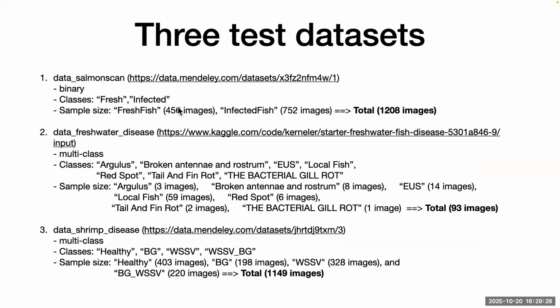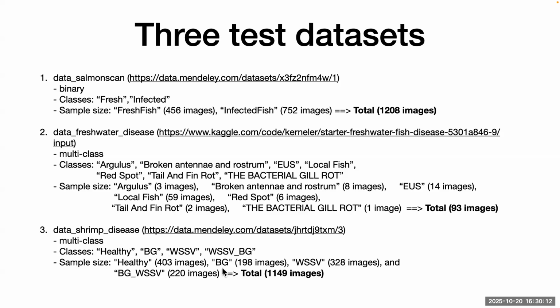And in the fresh fish class, we have more than 450 images. And infected fish, we have more images. So we have class imbalance. Okay. In the second dataset, it's a Kaggle dataset. We have multiple classes, and I have written how many samples are present in each class. For Argolus, 3 images. For this broken antenna and rostrum, 8 images. But mostly the files are from local fish, and total 93 images. Extremely imbalanced data. And in the third dataset, we have 4 classes.